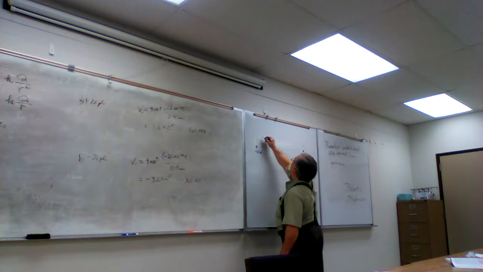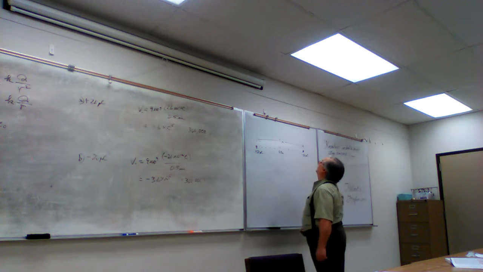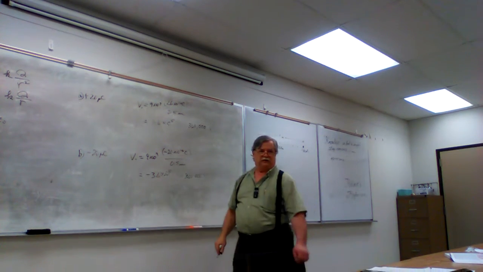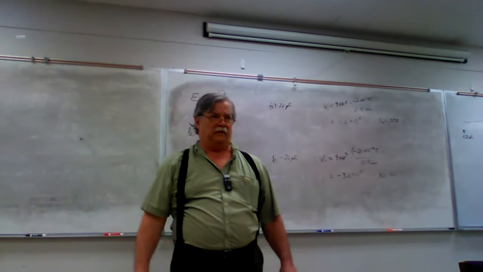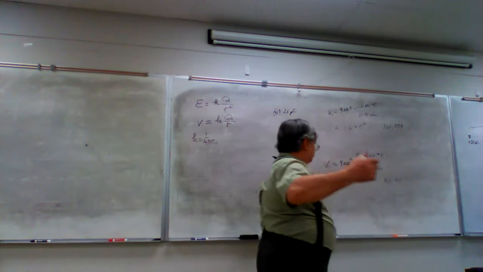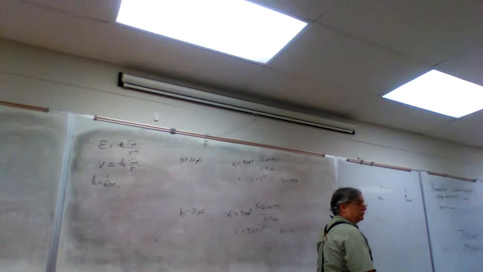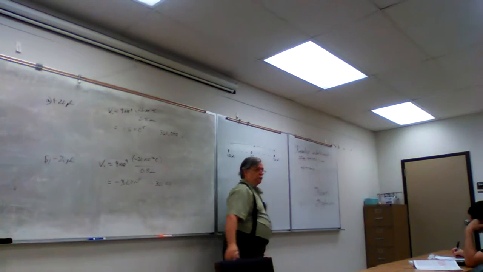So the distance between them is 1 meter. We just calculated the potential at the midpoint from both of them. What would the net potential be there? It's the sum of the two. So it would be 0. That would be your 0 potential point.